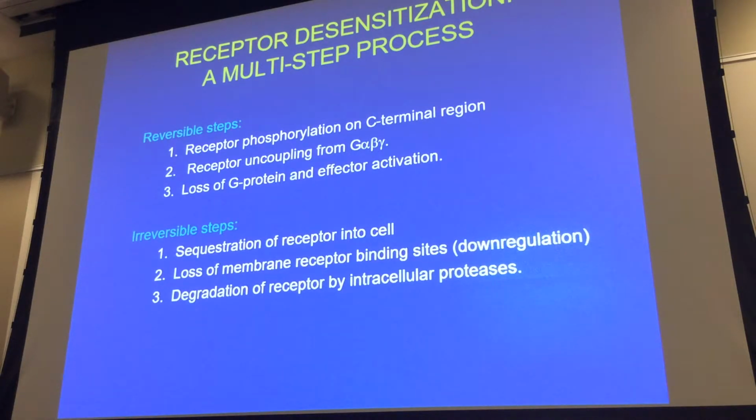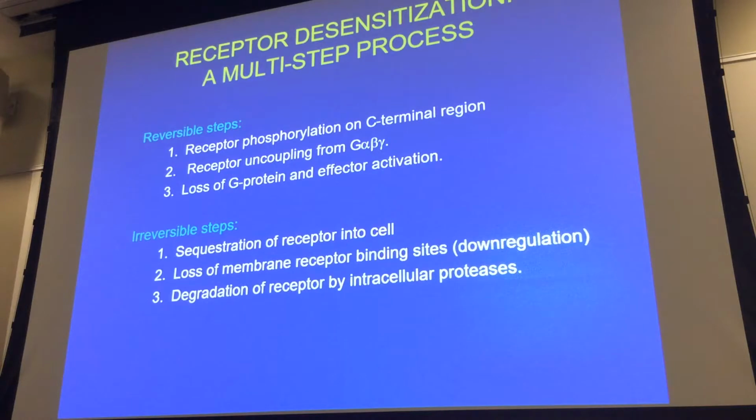So this is once again a summary slide. I'm going to go through this slide quickly, and then we'll go through the different steps in detail. G-protein coupled receptor desensitization is a multi-step process. The first steps are quite reversible. They are designed to be very reversible as receptors are stimulated, overstimulated for a short period of time. But then they become irreversible if the receptors are overstimulated for a longer period of time.